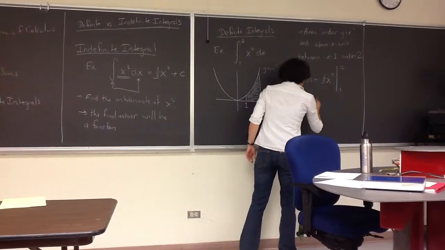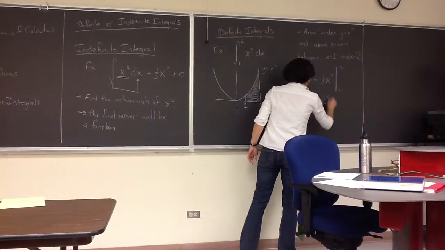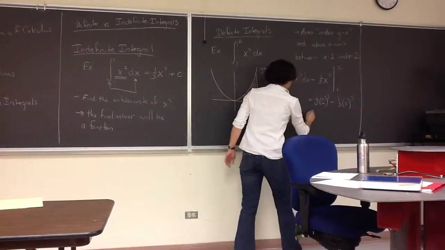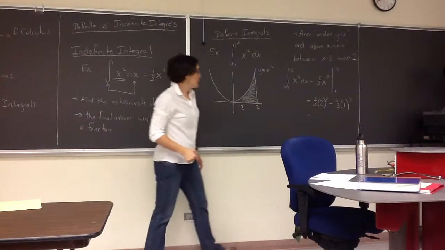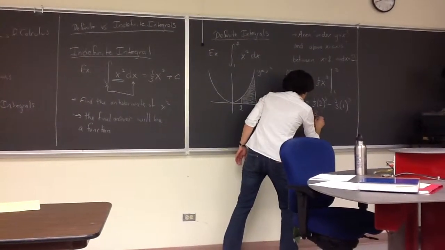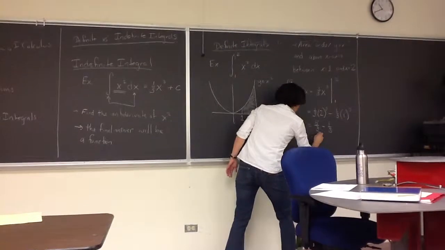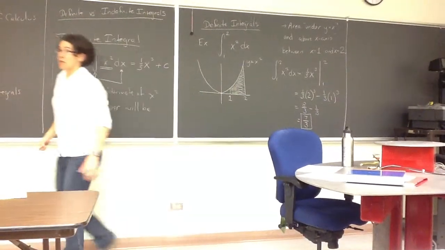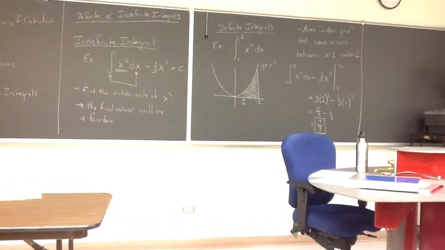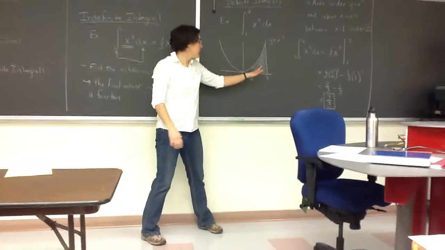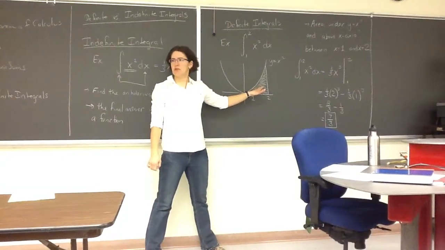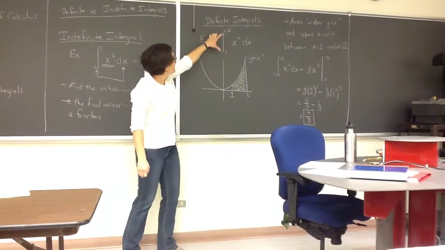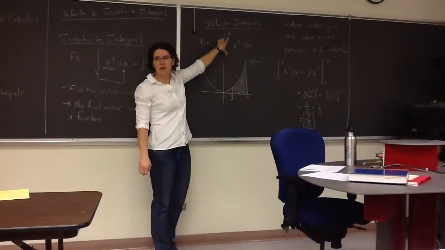And so I'll plug in the 2, the top boundary, and then subtract off, plugging in the 1. So in the end, I've got 8/3 minus 1/3, and so I get a final value of 7/3. And so that number right there is telling me that this shaded region here is 7/3 square units.